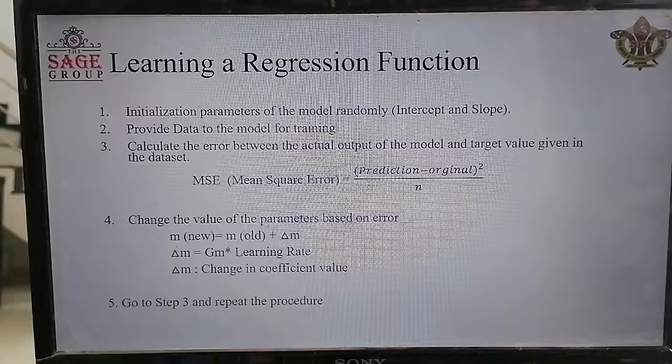So this is the whole process of linear regression, and that's all for today's session.